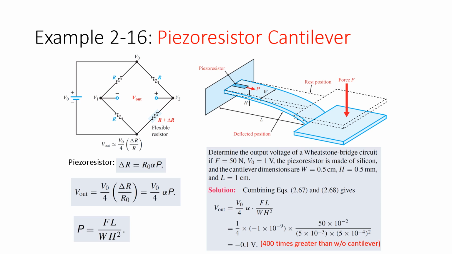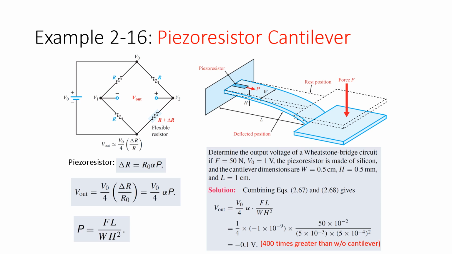And so we get our equation for that: delta R equals R0 alpha P, which means the normal resistance, or the resistance at rest, times alpha, which is the piezo resistive coefficient, in meters squared per newton, and then P, which is the mechanical pressure. And if we go back to the basics of mechanics, mechanical pressure P equals a force times a length over a width times a height squared. And that's just a useful thing to know, and that's how we're going to be able to solve this problem.